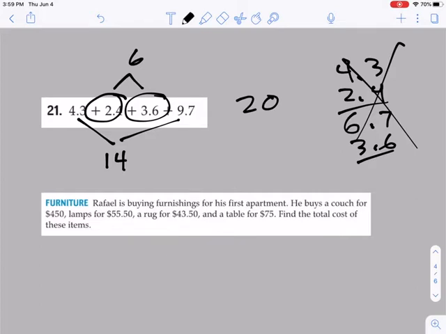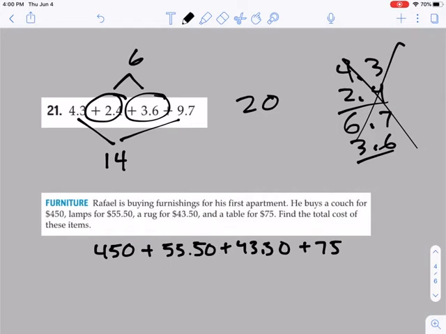All right, last thing. Raphael is buying furnishings. All right, so, you know, furniture and stuff for his apartment. He buys a couch for $450, lamps for $55.50, a rug for $43.50, and a table for $75. Find the total cost of these items.